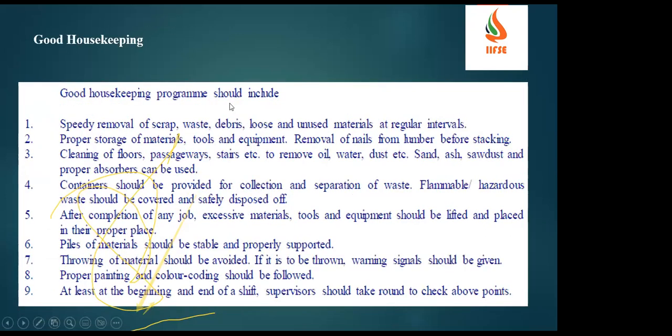Okay. The housekeeping program should also be included. It is very much supportive and helpful for increasing the safety culture and also for reduction of incidents or accidents on a construction site. One thing is the speedy removal of scrap, waste, debris, loose and unused materials at regular intervals. We have to remove whatever scrap, waste and civil debris, loose and unused materials at regular intervals.